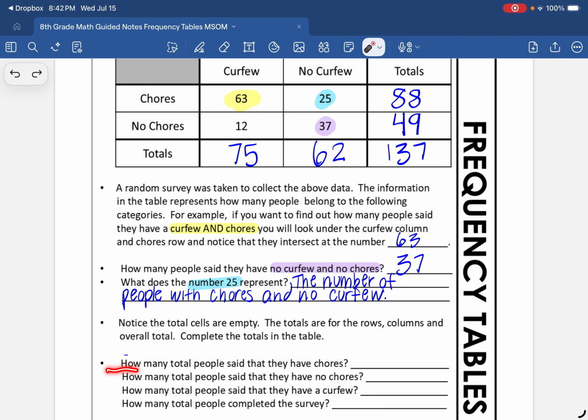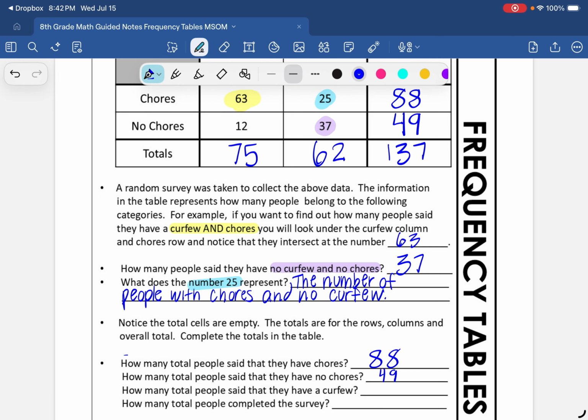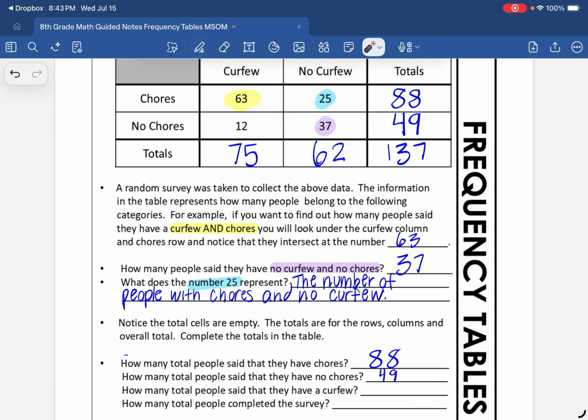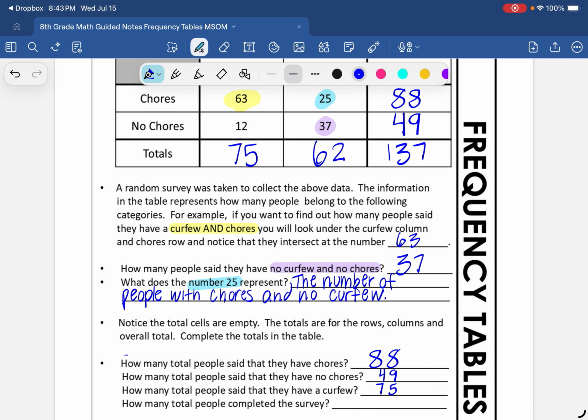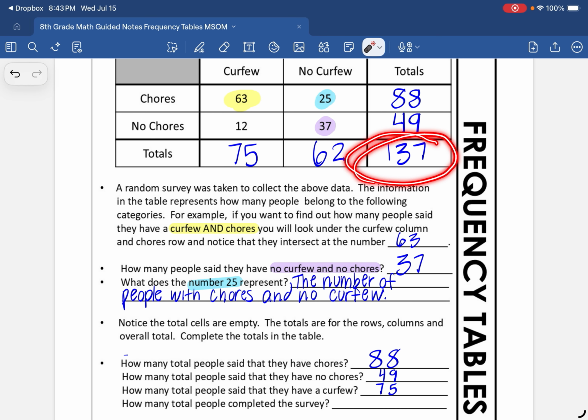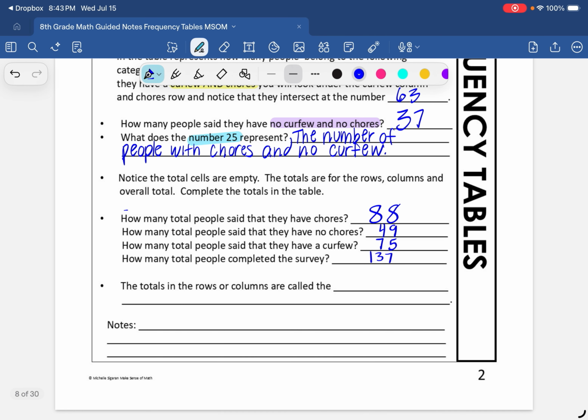How many total people said they have chores? So up here, total people is 88. How many total people said they have no chores? So no chores total is right here, 49. How many total people said they have a curfew? Curfew total is right there, 75. How many total people completed the survey? That's going to be your total right there, 137. The totals in the rows or columns are called the marginal frequencies.